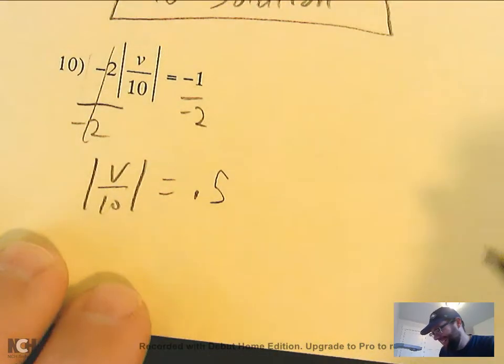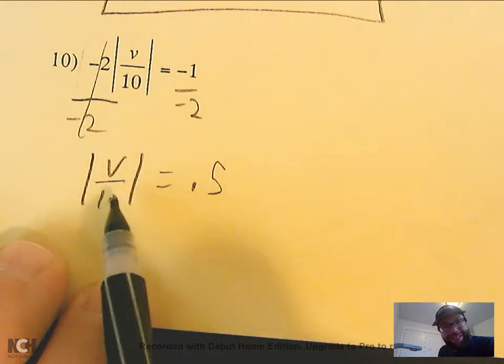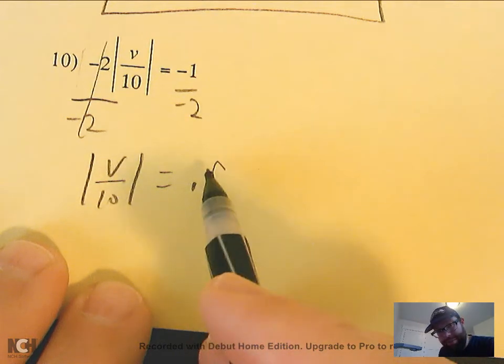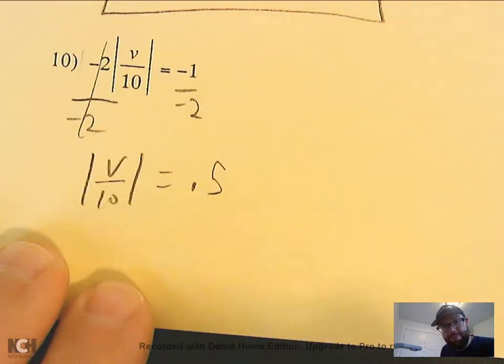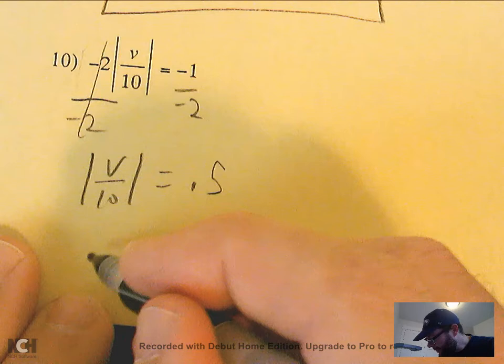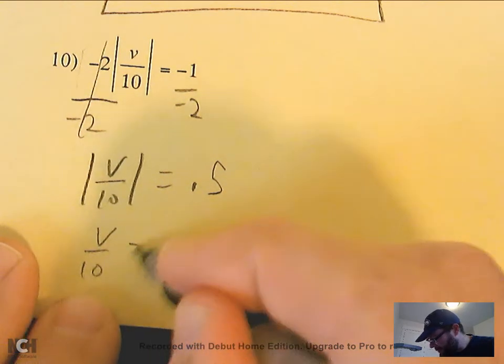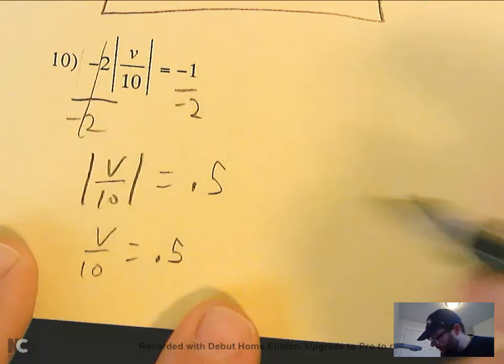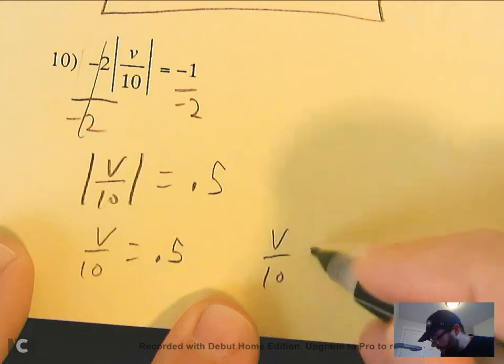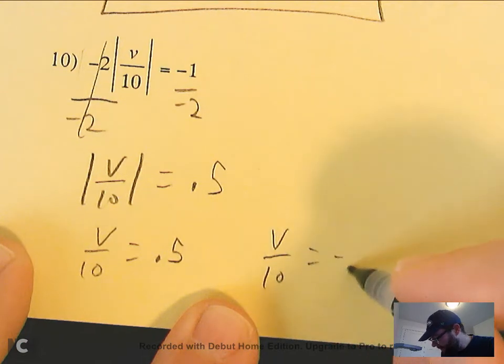So scary. Okay, so the absolute value is all by itself. It's equal to a positive number, right? And again, positive is where you split into the 2. So v over 10 could equal positive 0.5, and v over 10 could equal negative 0.5.